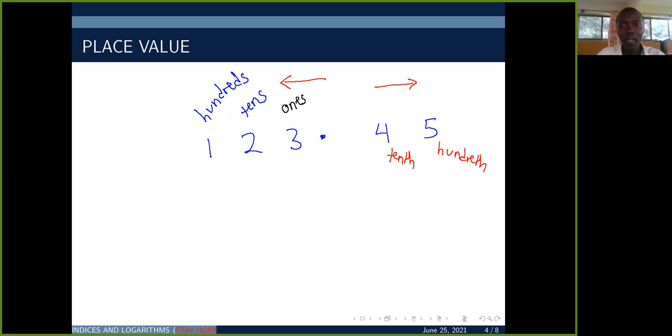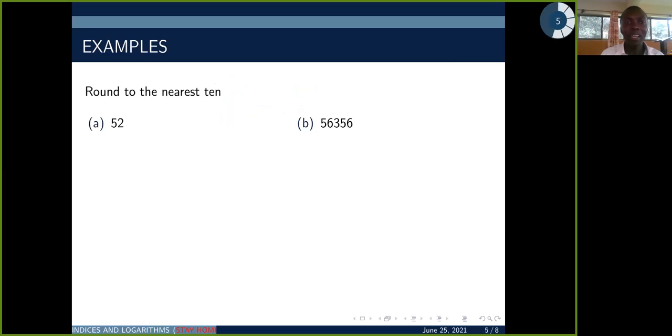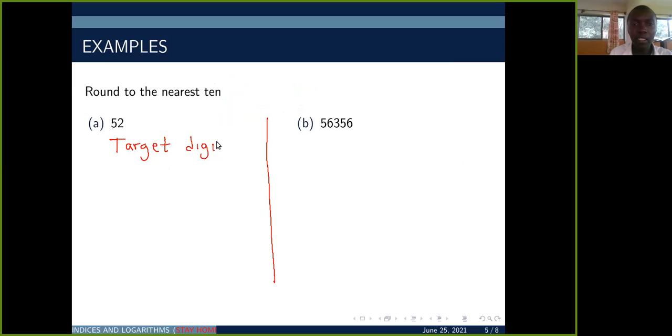So let's look at an example. Round to the nearest 10. Now, what are we going to do? We are going to first identify our target digit. So our target digit is the digit that is in the position of 10. So when you look at our digit, we have 52. So you ask yourself, which digit is in the position? So you give the place value that this is 1 and this is 10. That means that your target digit is the 5. So our target digit is 5.